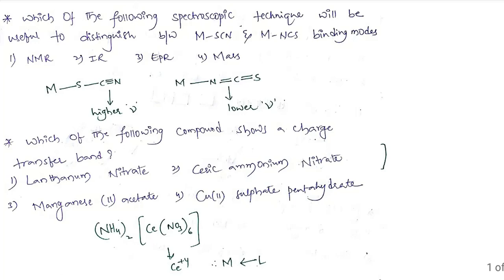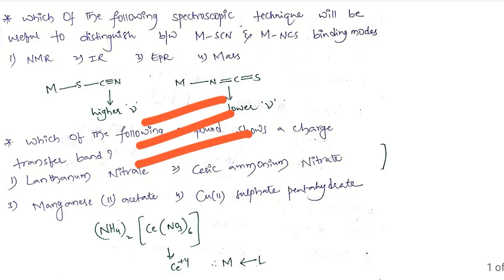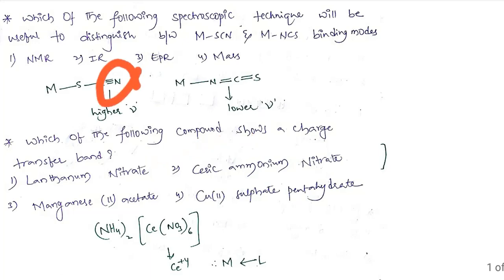We know that whenever the number of bonds increases, that simply indicates increasing bond order. Whenever bond order is increasing, then bond strength increases. Whenever bond strength increases, frequency increases. Now just look at the first one. In between carbon and nitrogen, bond order is 3 when we compare with the second one. So whenever bond order is 3, simply higher frequency is observed when we compare with the second one, whereas carbon and nitrogen have 2 bonds only. Next one, which of the following compounds shows a charge transfer band?